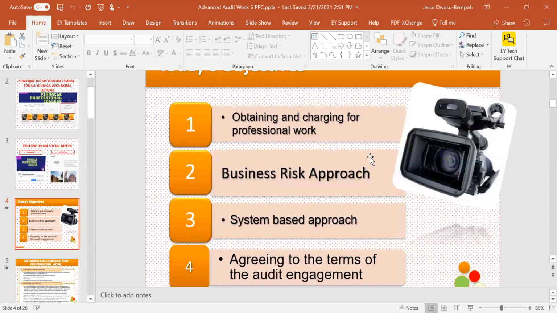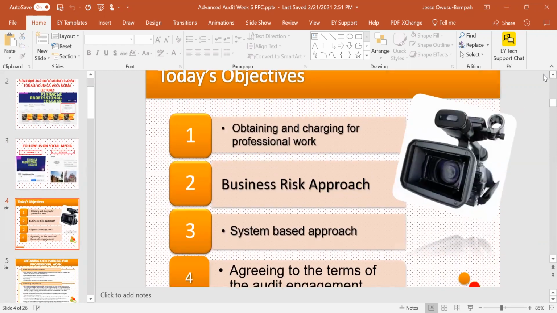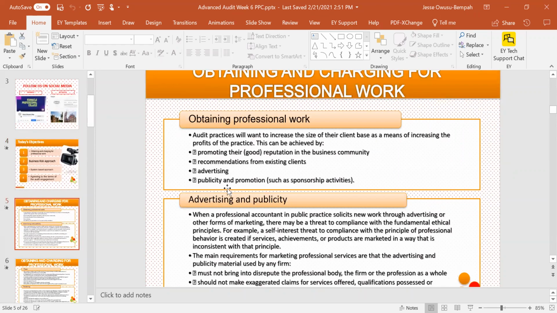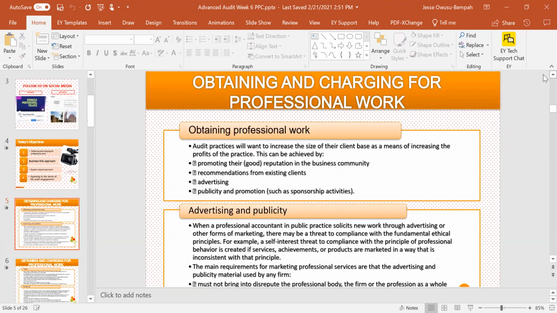Today, we'll be talking about a few things. We'll be first focusing on obtaining and charging for professional audit work. We'll be talking about the business risk approach, the system-based approach, and other issues as well. So let's dive right into the slides. So obtaining professional work. How do auditors obtain professional work, and how do they even charge for it? It's very, very important.